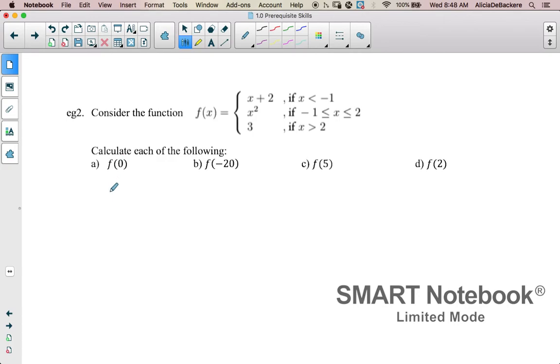Our job here is just to calculate each one of the following. For f of 0, I'm given the x value of 0. The first thing I need to decide is, which of these domains is it in, so I know which equation to use. If I've got x is 0, I'm in this equation here, right? It's between -1 and 2. So I'm going to use y equals x squared. So then I know that f of 0 is 0 squared, or 0.